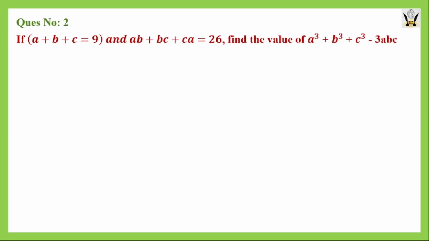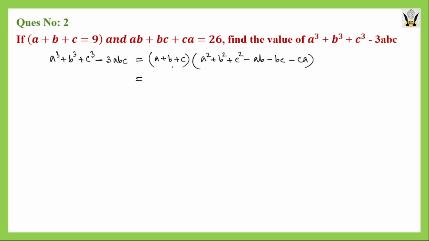So here a plus b plus c is given, which is 9, and ab plus bc plus ca is also given, which is 26, and we need to find the value of a cube plus b cube plus c cube minus 3abc. We already know this identity, and this can be further rewritten as follows. Here a plus b plus c is given, so we know that value. ab plus bc plus ca is also given, but the only thing still unknown to us is a square plus b square plus c square, and that we can find from the given information.